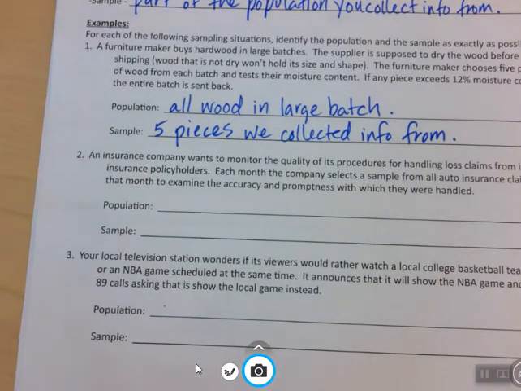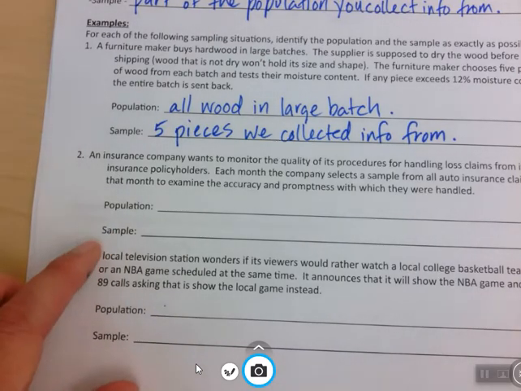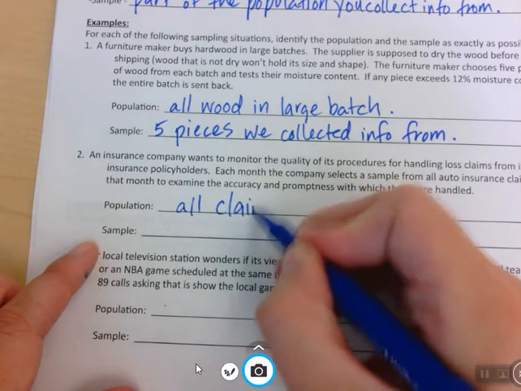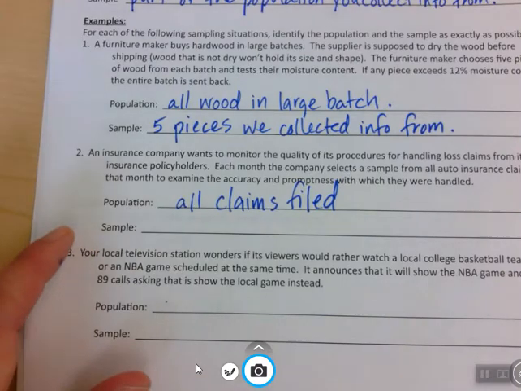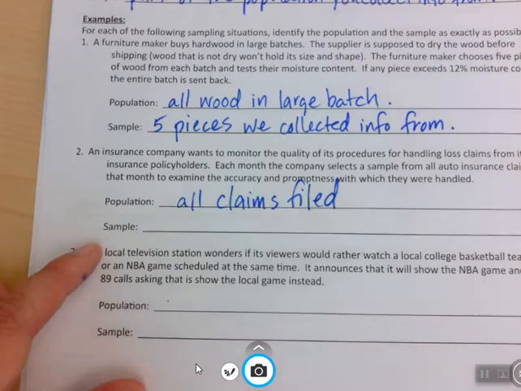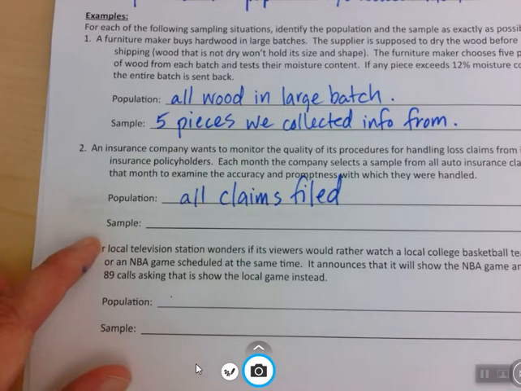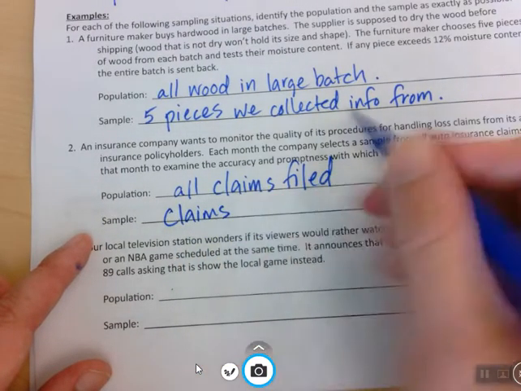Let's see. How about Aiden? All the loss claims that were filed. Good. All claims filed. Okay. Raise your hand if you have the sample. I think a lot of you have it. Go ahead, Kayla. The portion of claims each month. The portion of claims each month that they did what with? So the claims each month that they examined. Good. Okay.